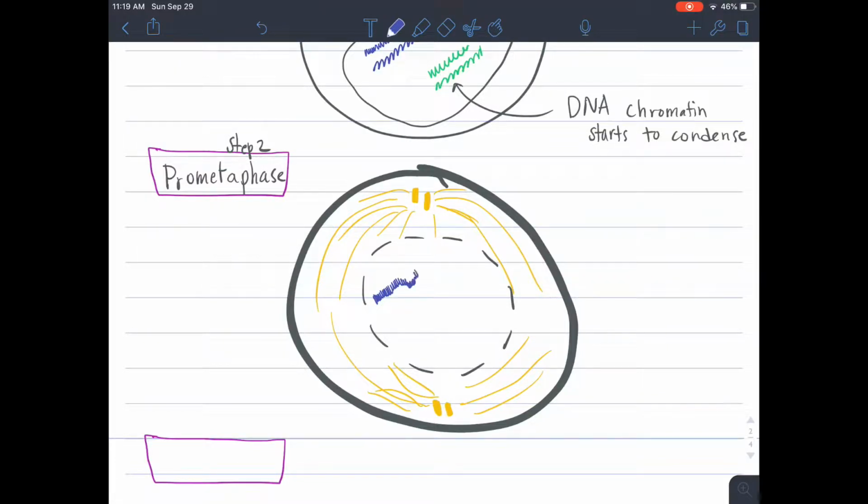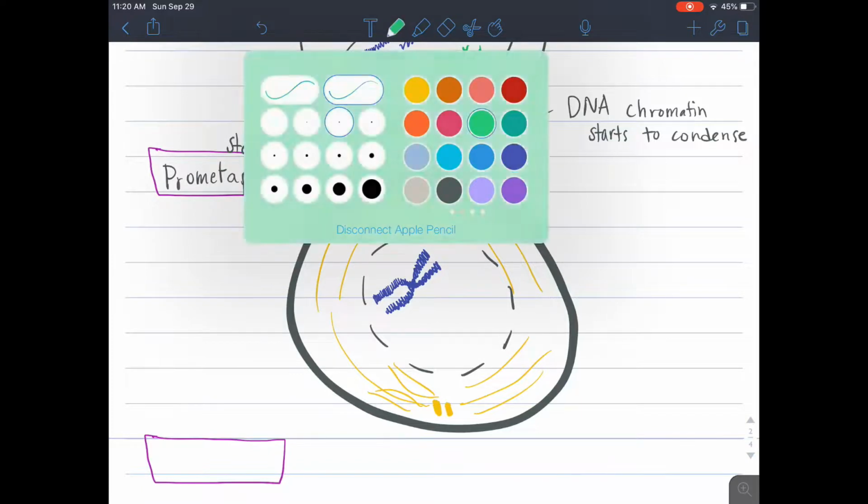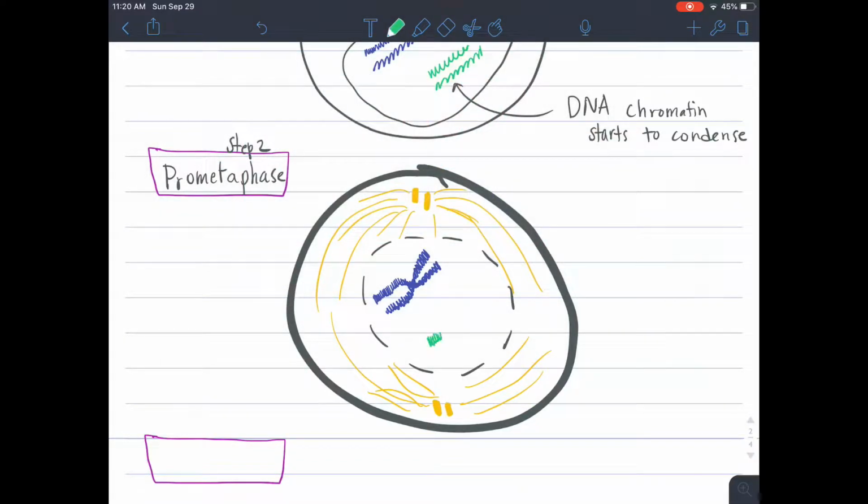And as it condenses, the two pieces copied to each other actually find each other and they attach to one another, and they make this thing that looks kind of like an X. And we call this now a chromosome. This has now formed into the chromosome because it's fully condensed and it has the two parts to it. But remember, the left side is identical to the right side of each of those chromosomes.